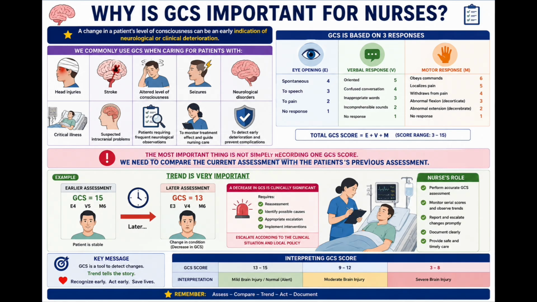But remember, the most important thing is not simply recording one GCS score. We need to compare the current assessment with the patient's previous assessment. For example, if a patient's GCS was 15 earlier and later decreased to 13, that change is clinically significant and requires reassessment and appropriate escalation according to the clinical situation or local policy. So, always remember, the trend is very important.